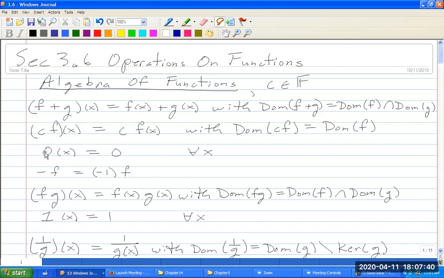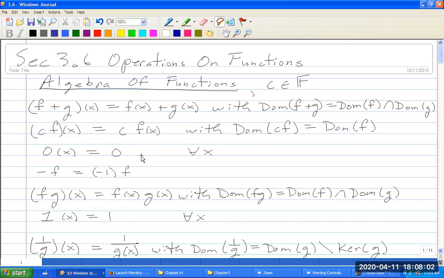Define the zero function to just equal 0 for all X. Define the additive inverse of a function F as being the scalar multiple, -1 times F.